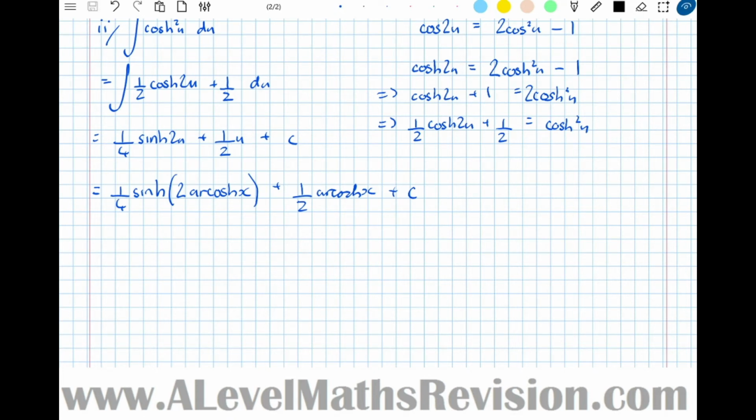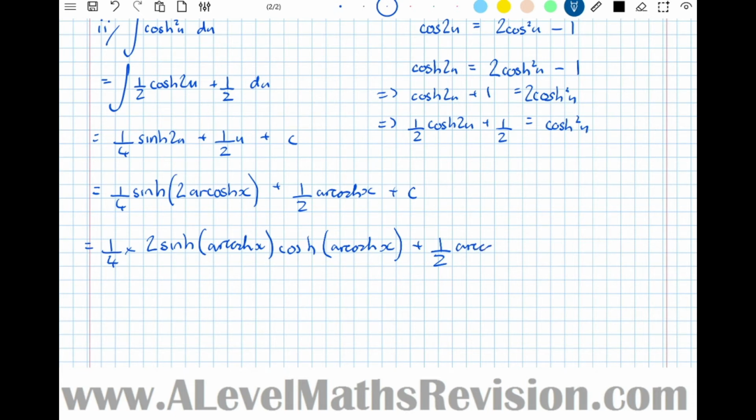Now this here needs to be simplified. We've been given the answer, and notice that this is a double angle. Sinh of 2 lots of that. Well, we know that with double angles, that's 2 sinh of arcosh x cosh of arcosh x plus 1/2 arcosh x plus c.